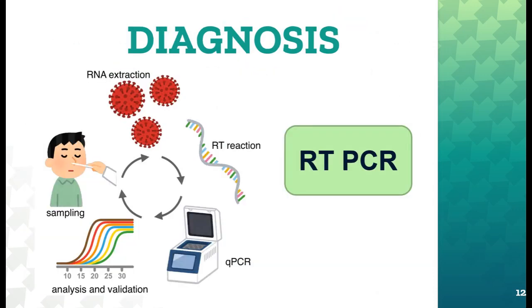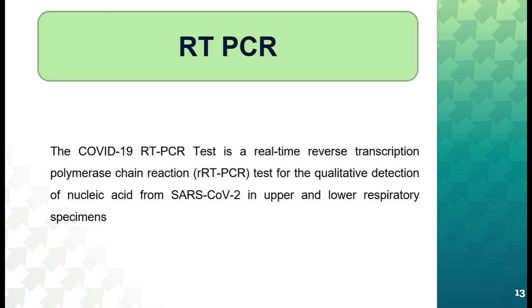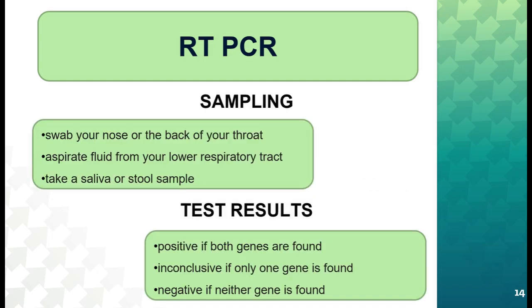The diagnosis of COVID-19 can be through RT-PCR and serology testing. RT-PCR stands for real-time reverse transcription polymerase chain reaction. It is a qualitative detection of nucleic acid from SARS-CoV-2 in upper and lower respiratory specimens. In RT-PCR, the sampling method can be swabbing the nose or the back of the throat, aspirating fluid from the lower respiratory tract, or a saliva or stool sample.